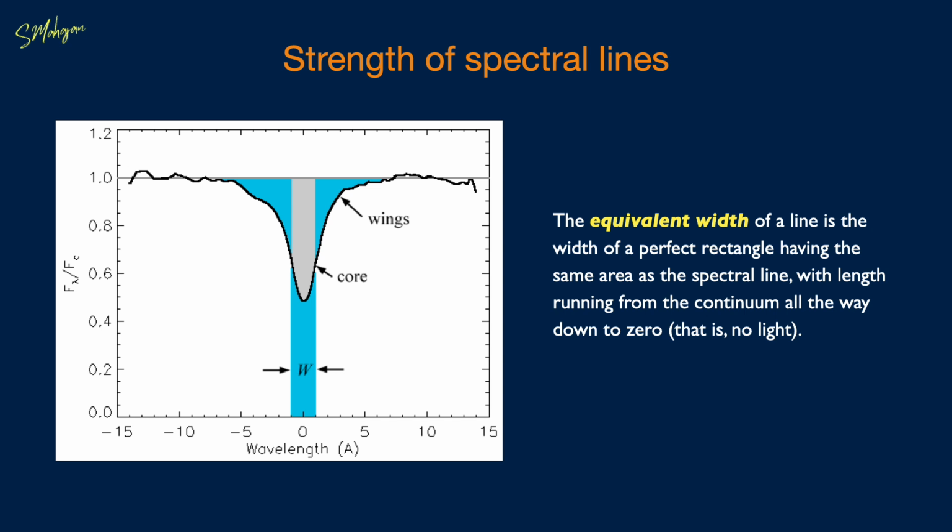Astronomers have devised the concept of equivalent width to measure the strength of a spectral line. Simply speaking, the equivalent width of a line is the width of a perfect rectangle having the same area as the spectral line, which would run from the continuum all the way down to 0. That is, the point of no light at all. In the shown example, for instance, the spectral line has an equivalent width of 2 angstroms.